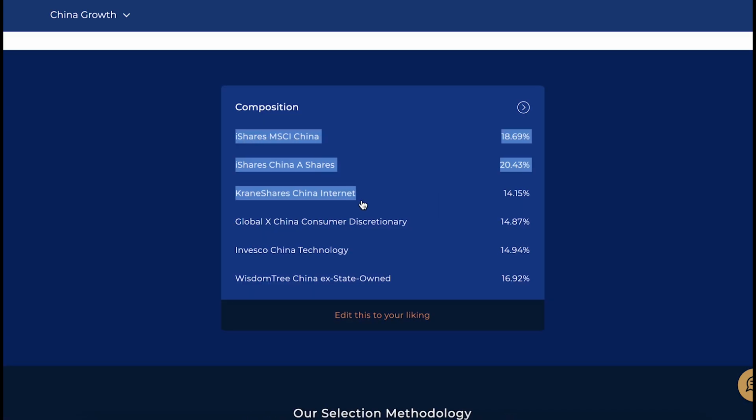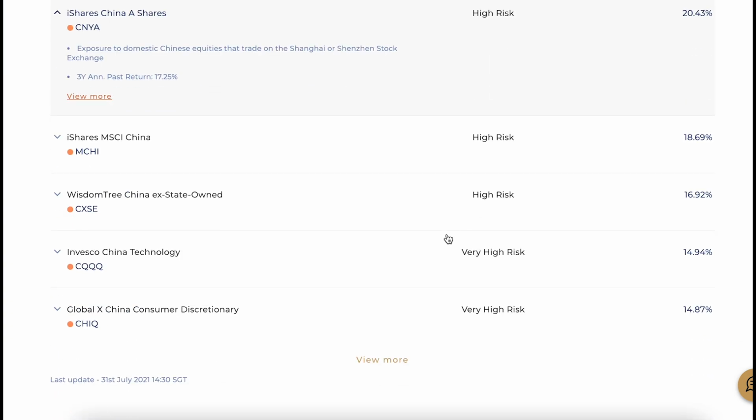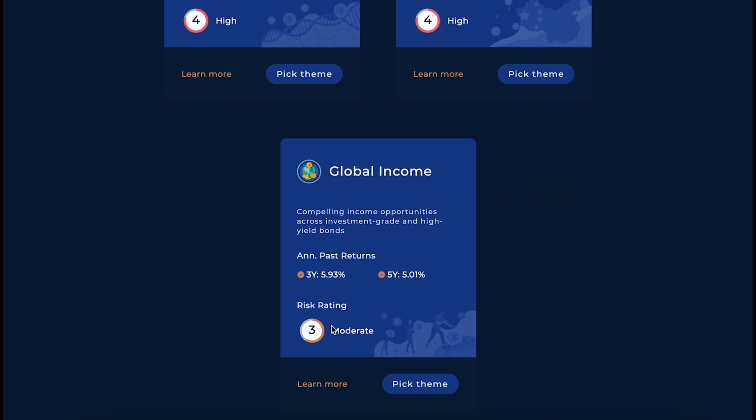So these are the few China ETFs that they invest in, and in this specific portfolio percentage. I'm sure you can adjust them if you don't like some of them.